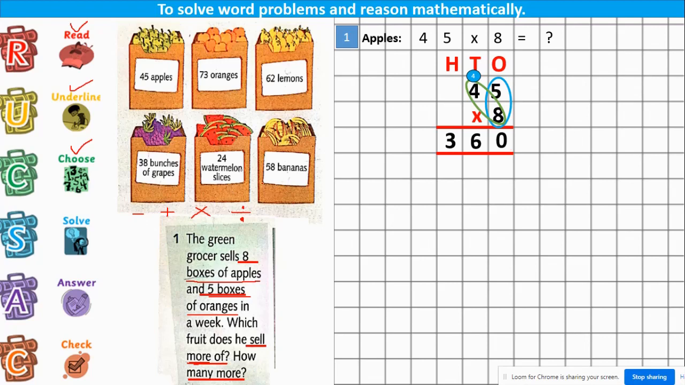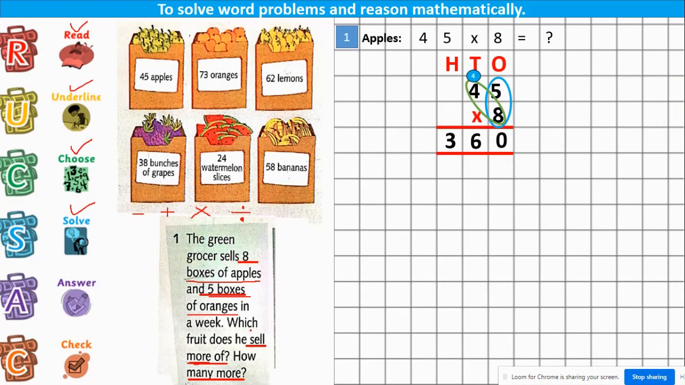Okay. Now we had selected or chosen the correct operation and we have finished solving the number sentence. Okay, now what is this answer? We are supposed to check whether we have answered what the question is asking us. Have we given that answer? So let's check.